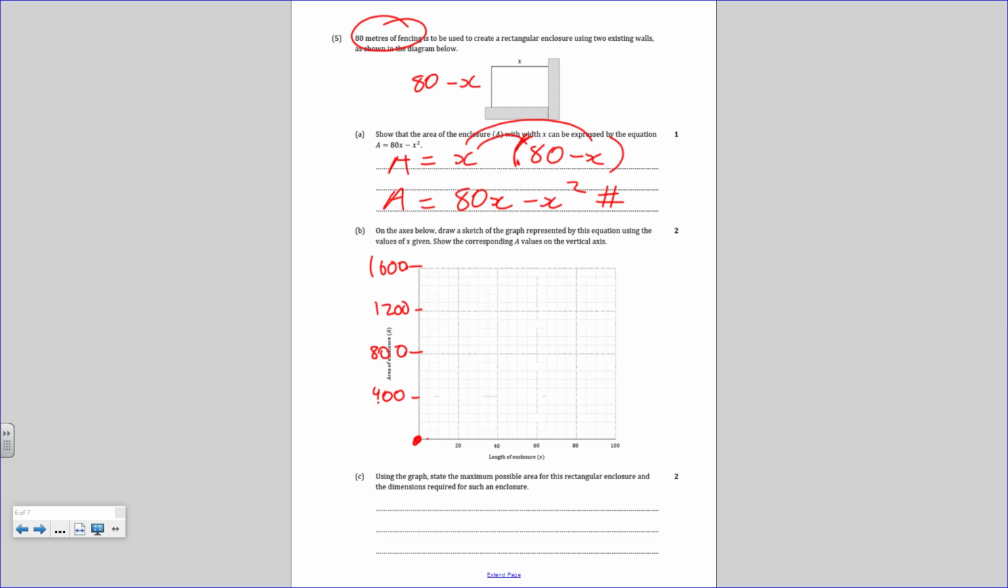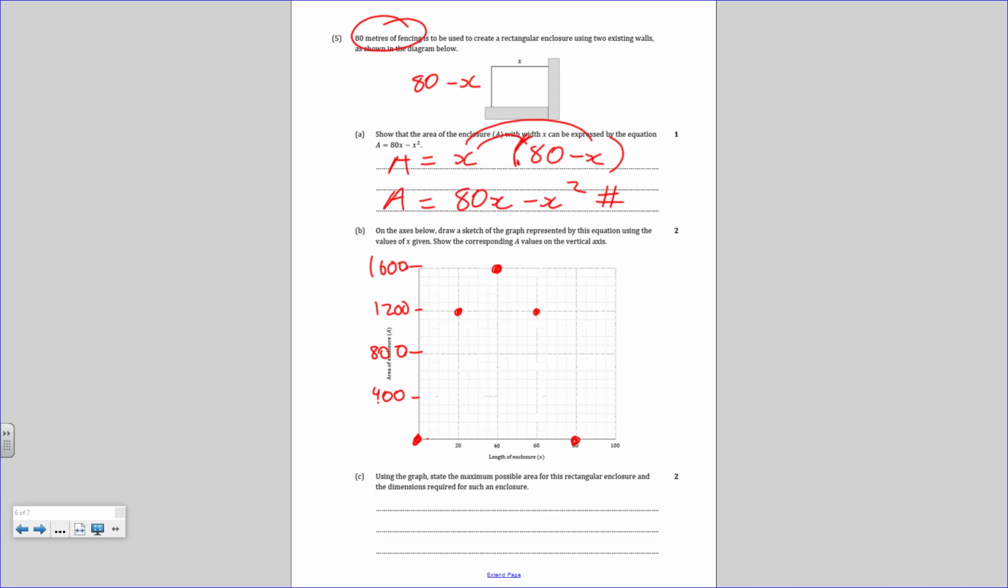So when x equals 20, y equals 1,200. When x equals 40, so 80 times 40 is 3,200. Minus 40 squared is 1,600, so 3,200 minus 1,600 is 1,600. When x equals 60, we have this. When x equals 80, we have this. And there's no point of actually having to go beyond 80 because it's not physically necessary anymore. We can't have a negative area, alright? We can't have negative lengths as well.